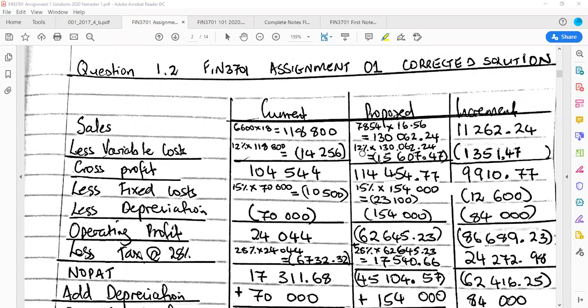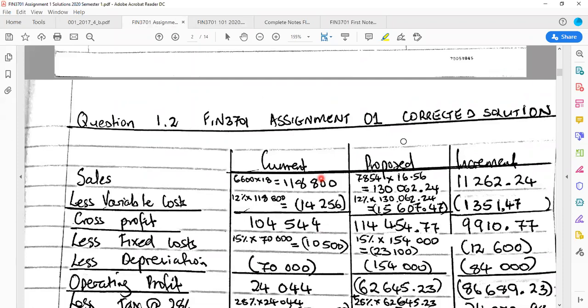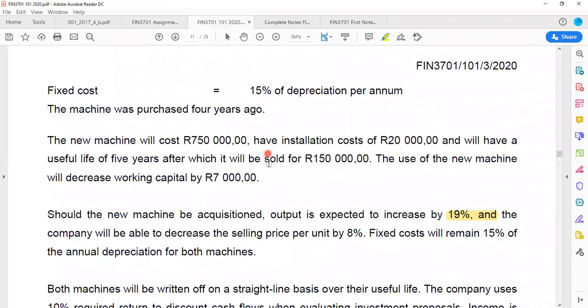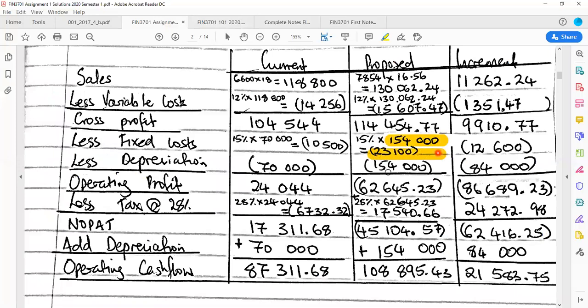Okay. So that gives us the selling price, and then we subtract our variable cost, 12% of selling price, which gives us the gross profit, and then 15% of depreciation to get the fixed cost. Remember, we calculated the installed cost of the new asset to be 770,000. To get annual depreciation, we take the installed cost of the new asset divided by its useful life. So 770,000 divided by 5 gives you 154,000. That's the annual depreciation. So 15% of that gives us the fixed cost.